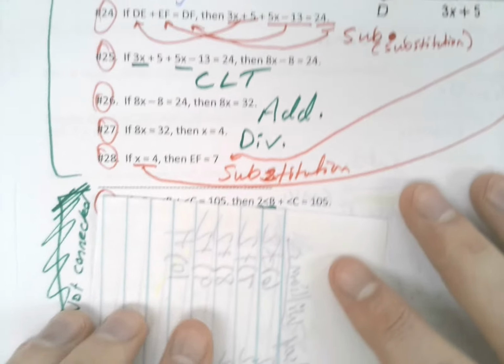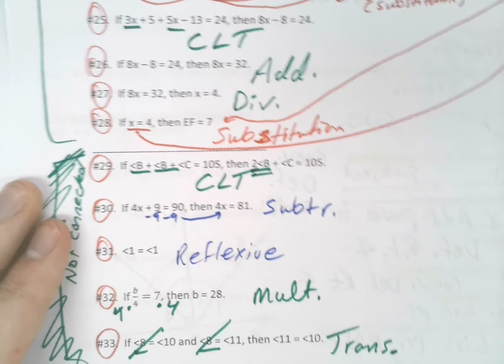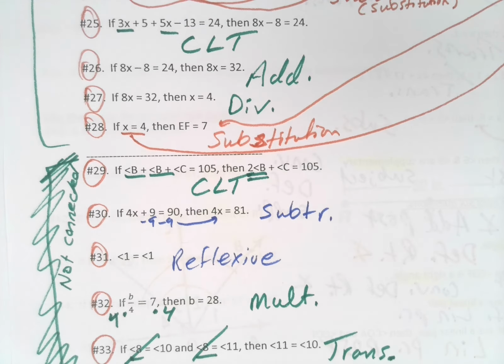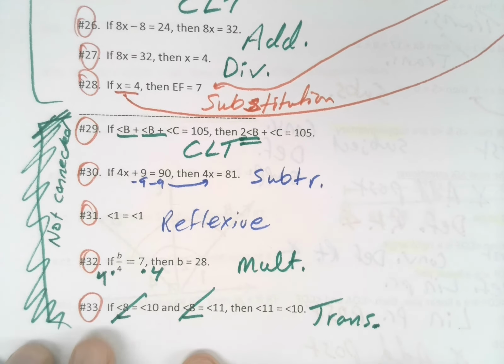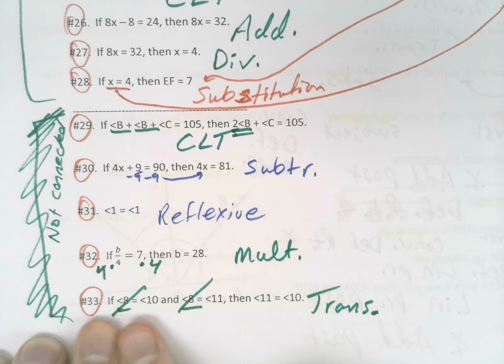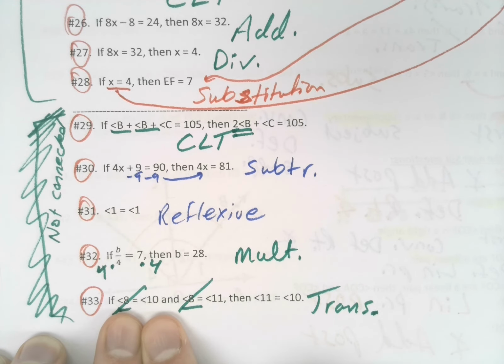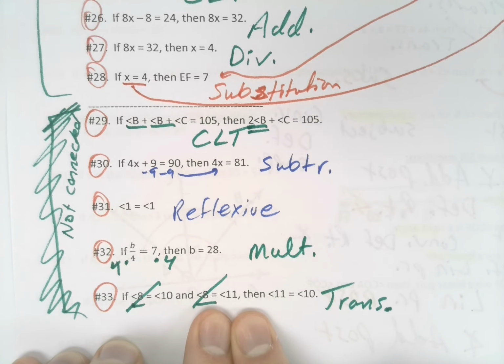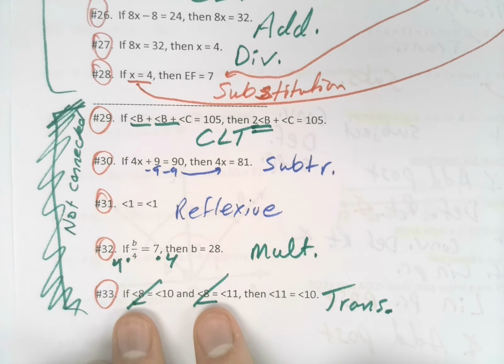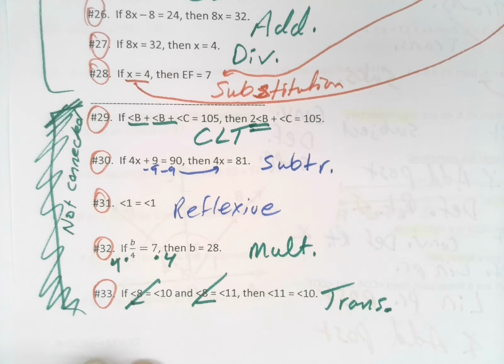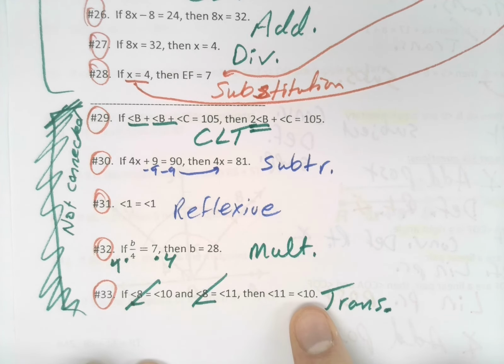Now these last 5, I'll just show you guys. And again, I want to bring special attention to number 33, Larry Bird here. If angle 8 is equal to angle 10, and angle 8 is equal to angle 11, then really angle 11 is just equal to angle 10. We can cut out the middleman, cut out what repeats, and find out what really is equal to each other.